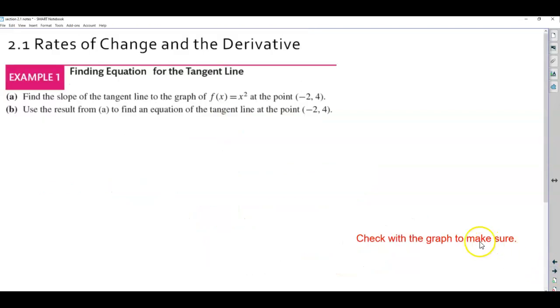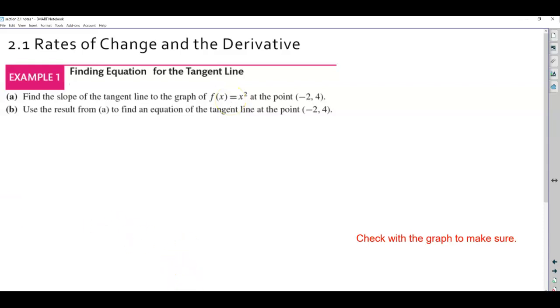All right, let's take a look at this example. Find the equation of a tangent line. We're going to do part A first. Find the equation of the tangent line of the graph f of x equals x squared at the point. Okay, what do they give us? They give us a point, but we don't have the derivative. We don't have the slope.